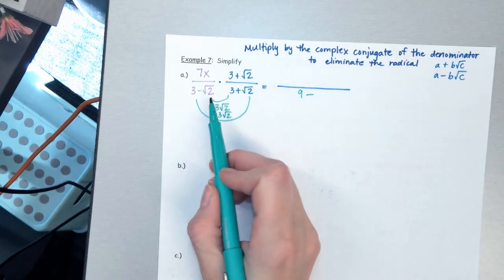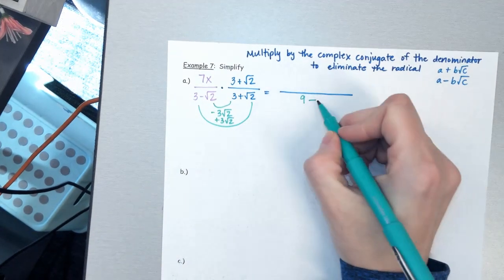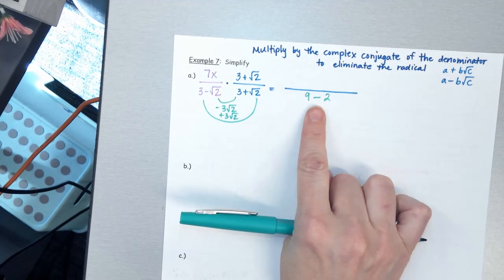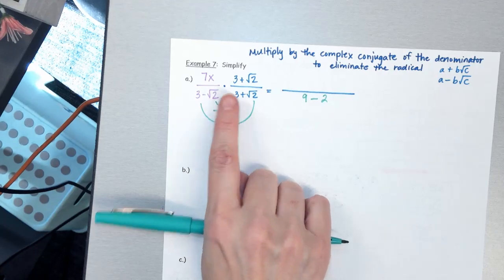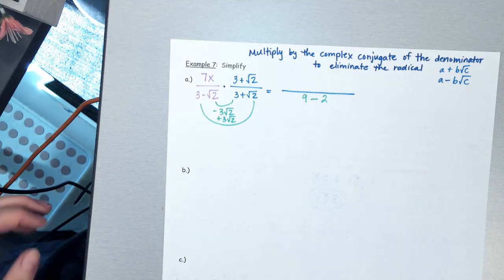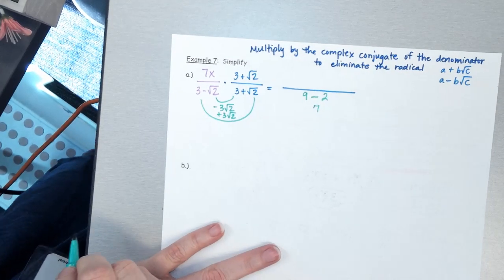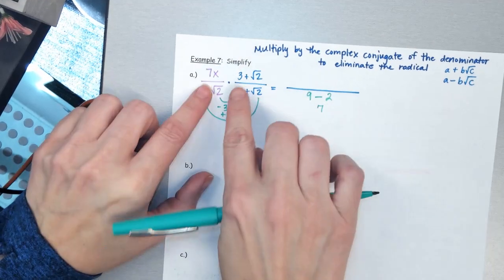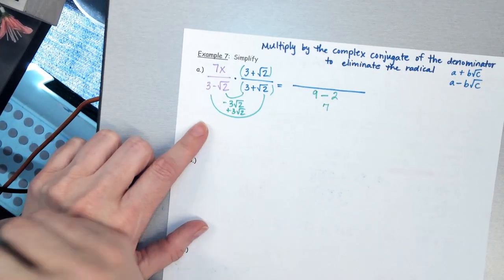And then if you have root 2 times root 2, if you have opposites, it'll just be minus 2. This should always be a minus if you multiply by the conjugate, because those should always be opposites. Okay, and then 9 minus 2 is 7, so that's going to be our denominator. Okay, on the numerator, we're going to distribute. So if it helps you to put it in parentheses, you can do that.